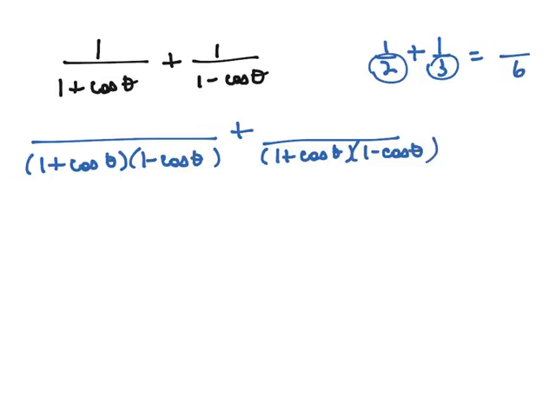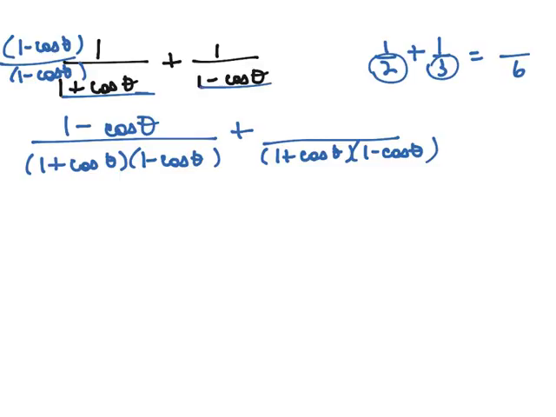So, when I go back to my first term, 1 plus cosine, I now have the denominator 1 minus cosine multiplied times that. So that means I had to multiply both the numerator and the denominator times 1 minus cosine. So I multiplied the numerator times 1 minus cosine and the denominator times 1 minus cosine. And 1 times 1 minus cosine is just 1 minus cosine.